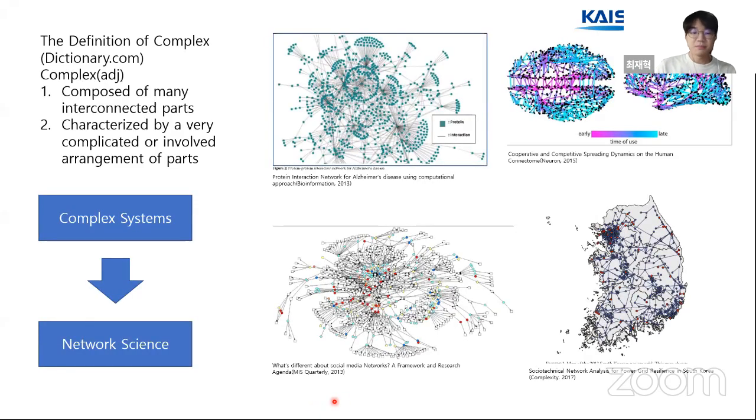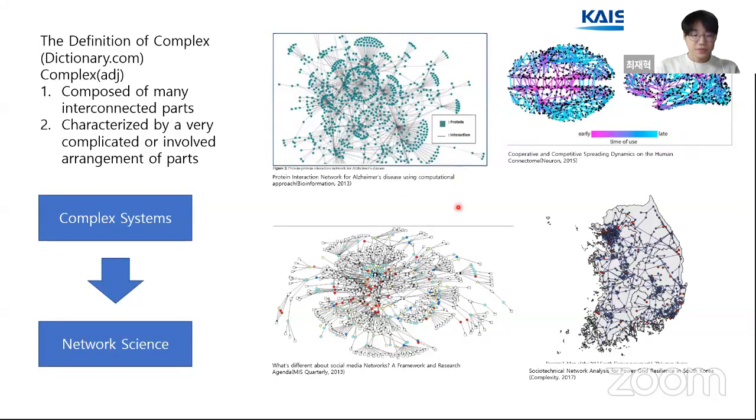The definition of complex, according to dictionary.com, means to be either composed of many interconnected parts, or to be characterized by a very complicated or involved arrangement of parts. Therefore, in order to understand complex systems, we need to view the individual parts and understand the interactions between the parts. Therefore, network science as a field began to rise and became applied in various fields. The images on the right show various examples of such networks being studied.